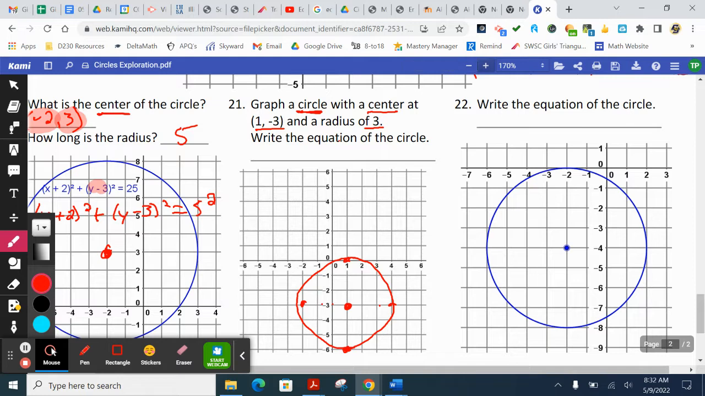Okay, circle, I would hope we can all do. That should have been easy when we did the first one on the front page. But now we want to write the equation for this. Okay.